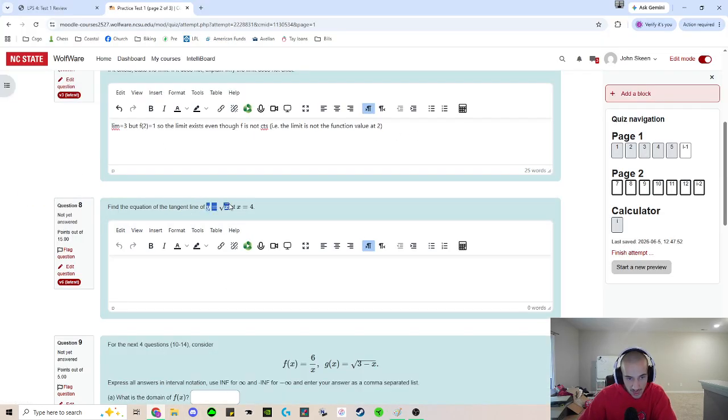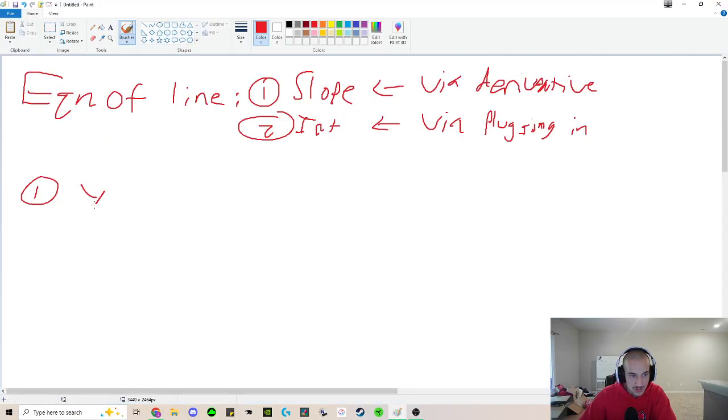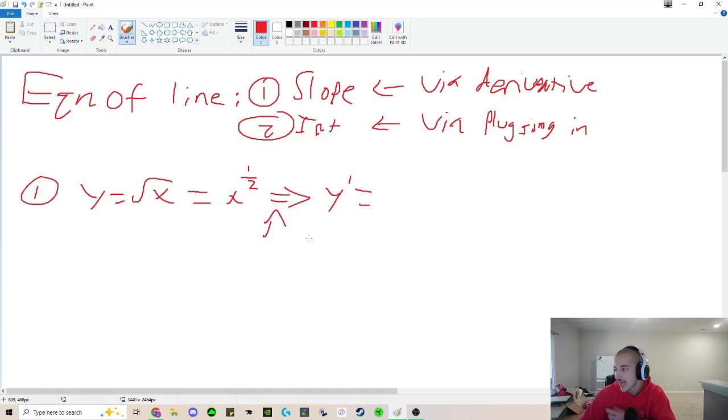So what is this guy? y equals root x, right? So y equals root x. This is x to the 1/2. This means that y prime is going to, and this little arrow here just means implies. Like A implies B means that if A is true, B is true, right? If you're a square, square implies rectangle, right? Because if you're a square, then you're a rectangle.